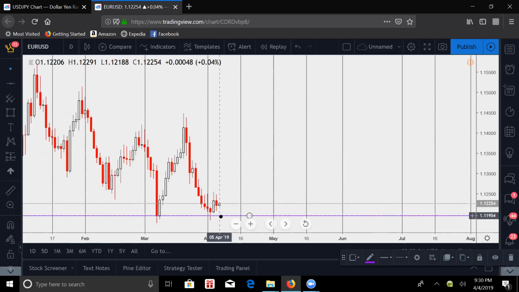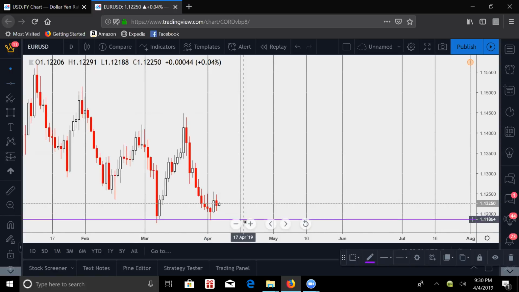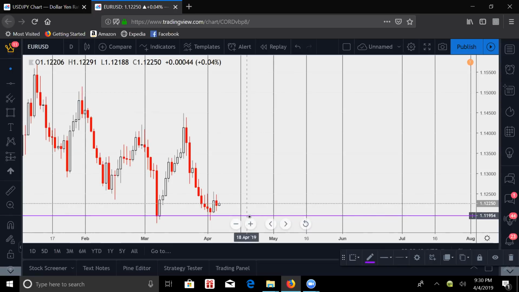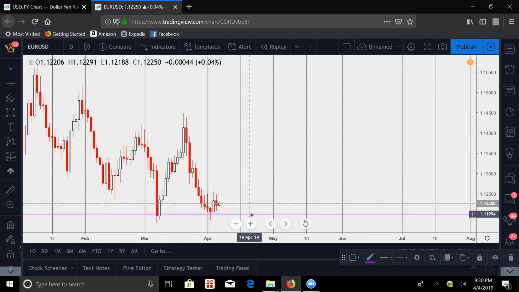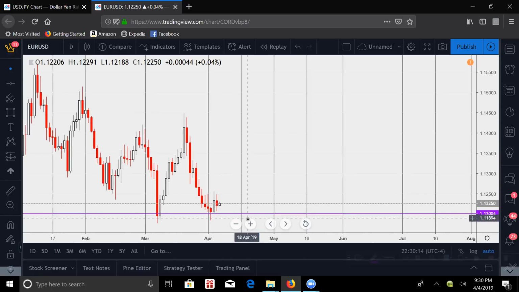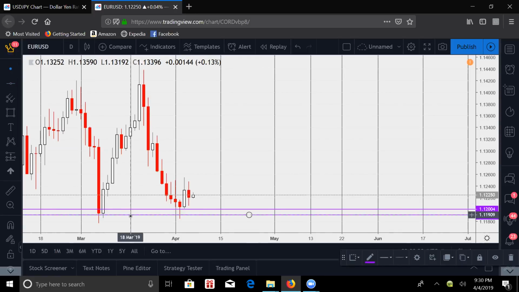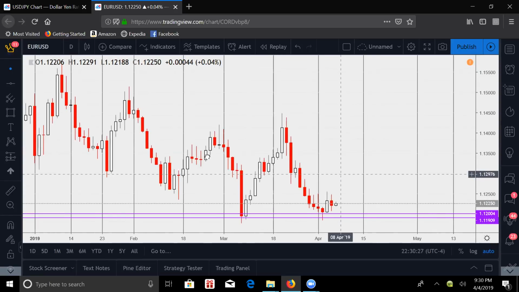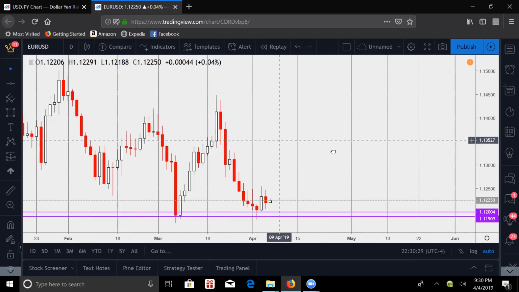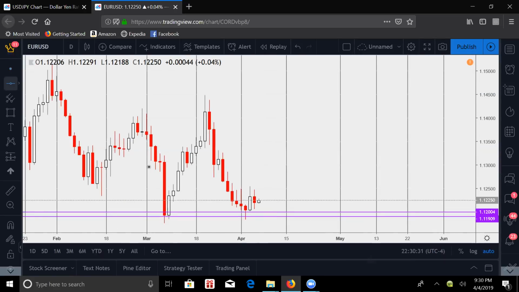Euro USD is a little trickier. I don't really trade it. I mean, I mark up on it, but I don't trade it just because it moves kind of wildly. So obviously this area is a little bigger. There's not that much space. The price is just really consolidating heavily.